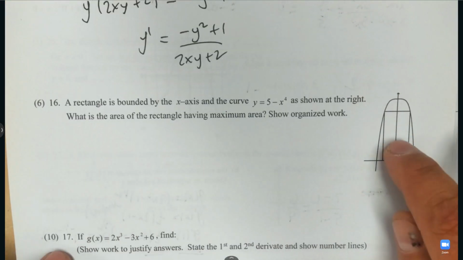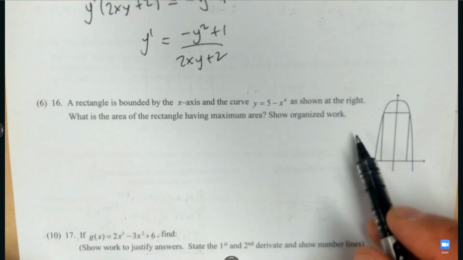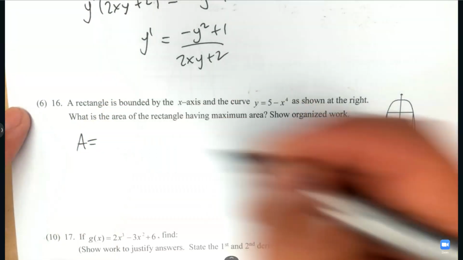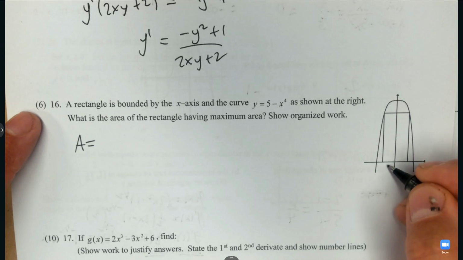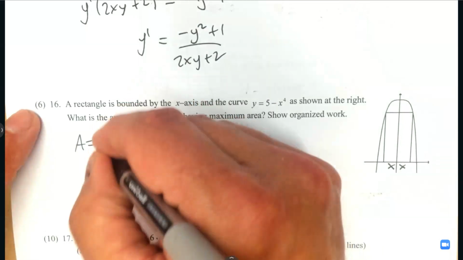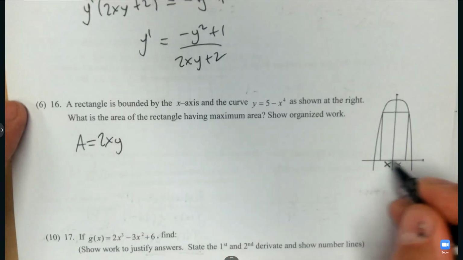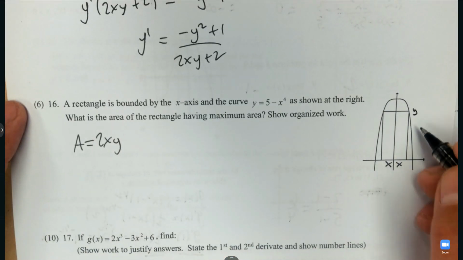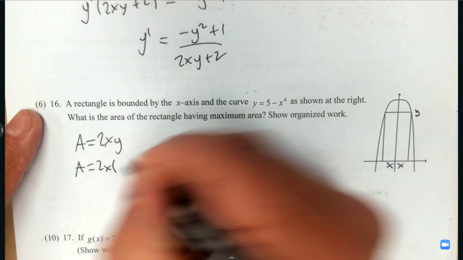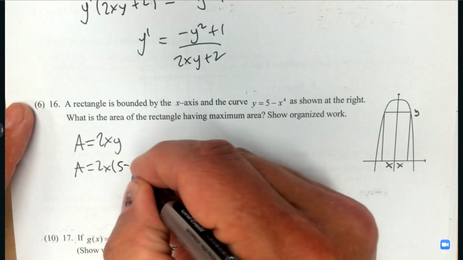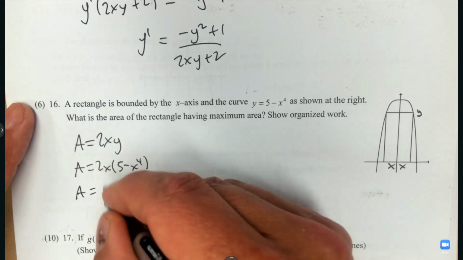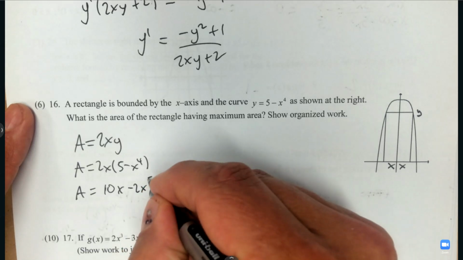A rectangle is bounded here with this equation shown on the right. What's the area of the rectangle having a maximum area? So the area of that rectangle, and I want you to show the x coordinate here, would actually be 2x times y. That's the area: 2x times y, which is the height. I know what y equals. It's right there in the equation. So y is equal to 5 minus x to the 4th. So take out the y and plug in what y is. Distribute. That's going to be 10x minus 2x to the 5th.